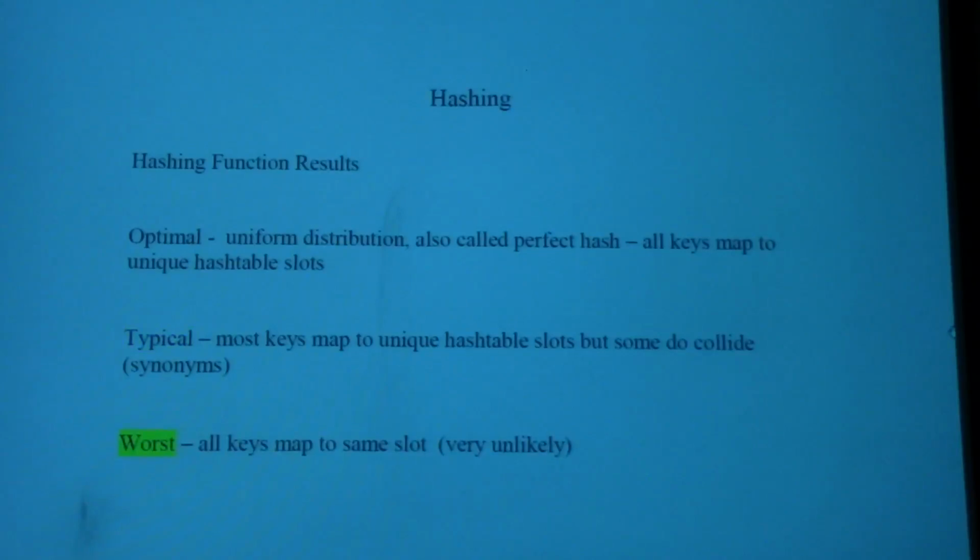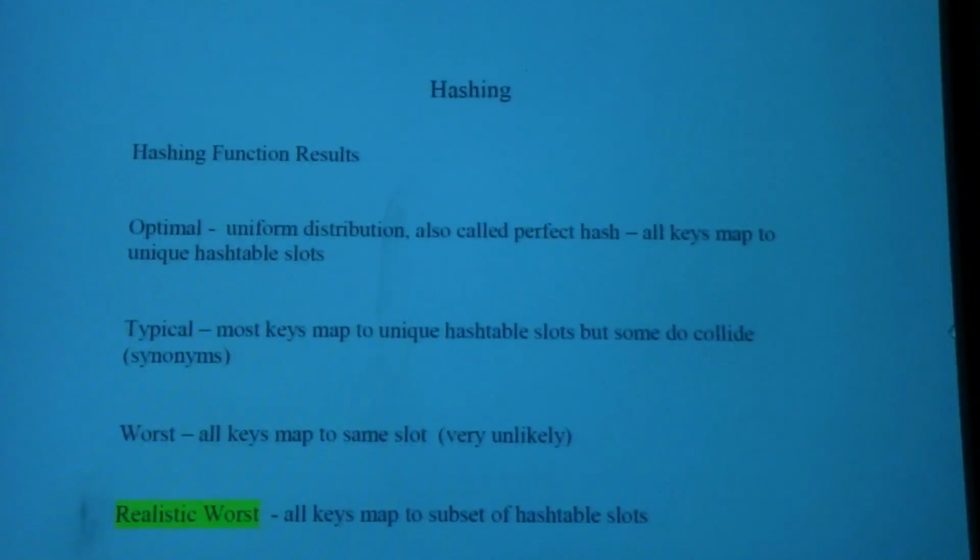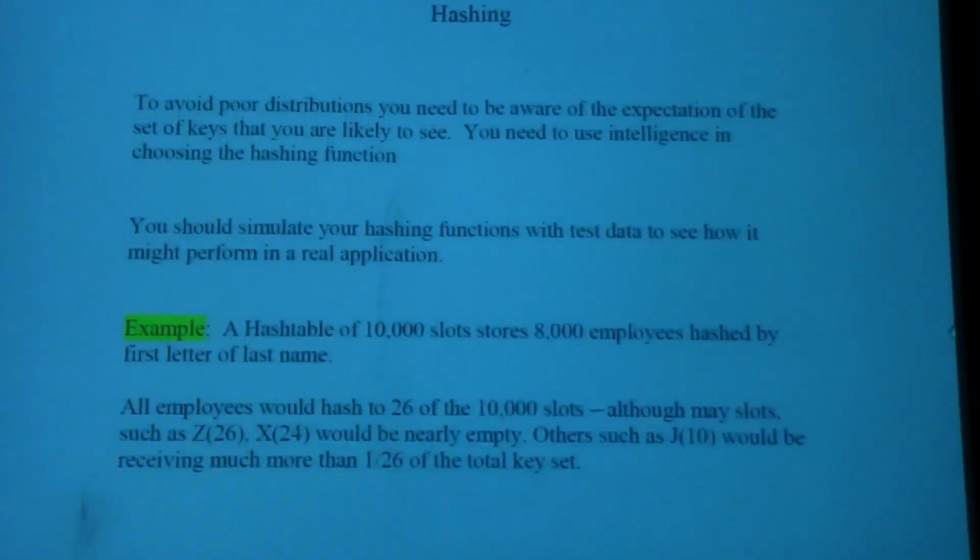The worst is all keys are going to map to the same slot. You have to be an extra poor programmer to do that. Forget to code the function and return 0. Everybody goes to the same slot. A realistic worst is all keys map to a subset. So all multiples of 25 get hit, but nothing else in between gets hit. Very bad.